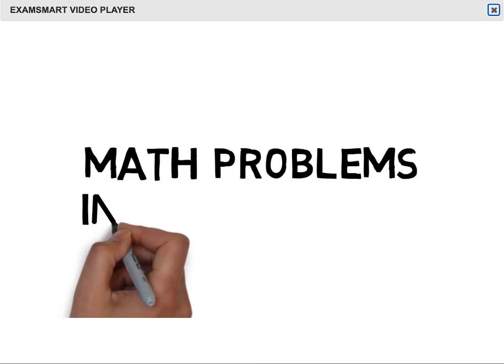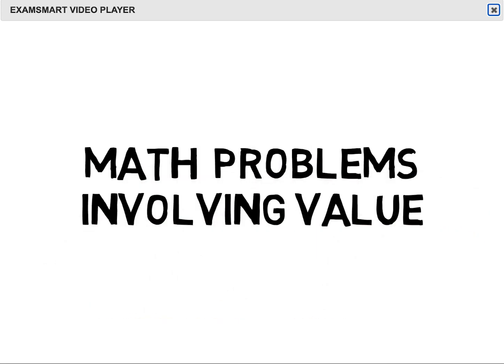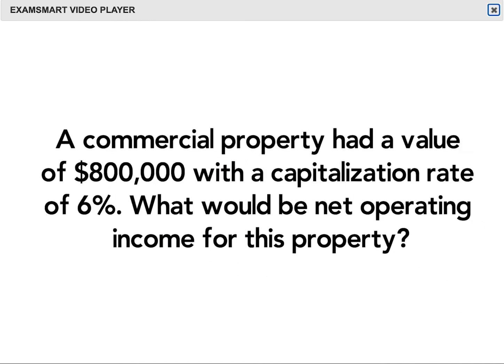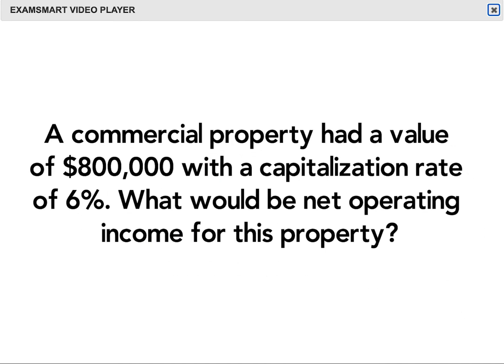Let's look at some math problems involving value. A problem might say that a commercial property had a value of $800,000 with a capitalization rate of 6%. What would be the net operating income for this property?